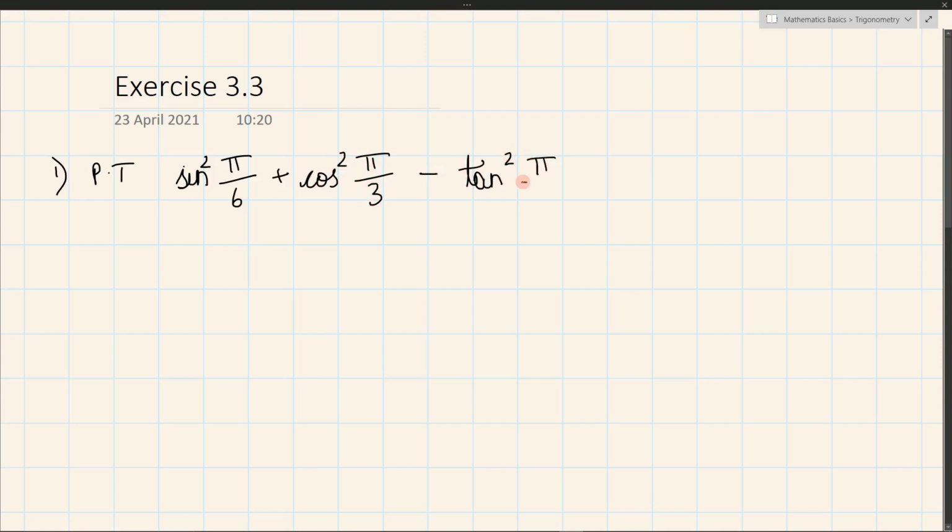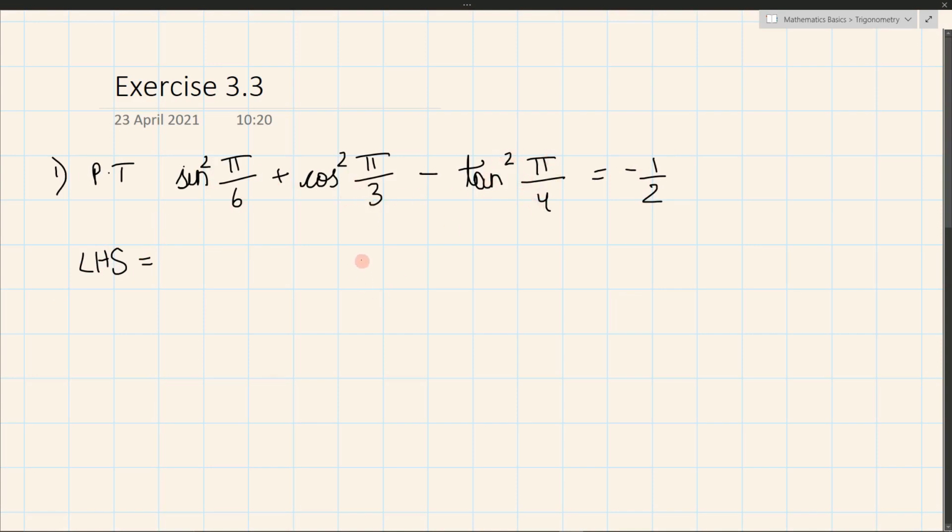Yeah, so we'll start with exercise 3.3. The first question is to prove that sin² π/6 + cos² π/3 − tan² π/4 = −1/2. Let us consider the LHS of this equation, that is sin² π/6, cos² π/3 and tan² π/4.